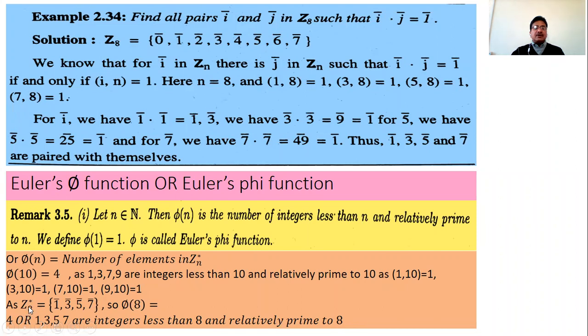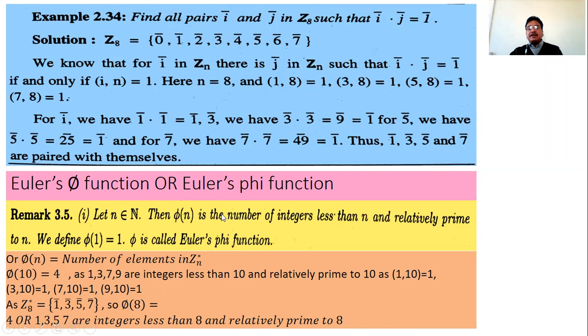What are they? 0 is not relatively prime to 8. 1 is relatively prime to 8. 2 is not relatively prime to 8 because the greatest common divisor of 2 and 8 is not equal to 1. 3 is relatively prime to 8. 4 is not relatively prime to 8. 5 is relatively prime to 8. 6 is not relatively prime to 8 because the greatest common divisor of 6 and 8 is 2, and 7 is relatively prime. So these are the 4 numbers less than 8 and relatively prime to 8, and therefore phi 8 is 4.